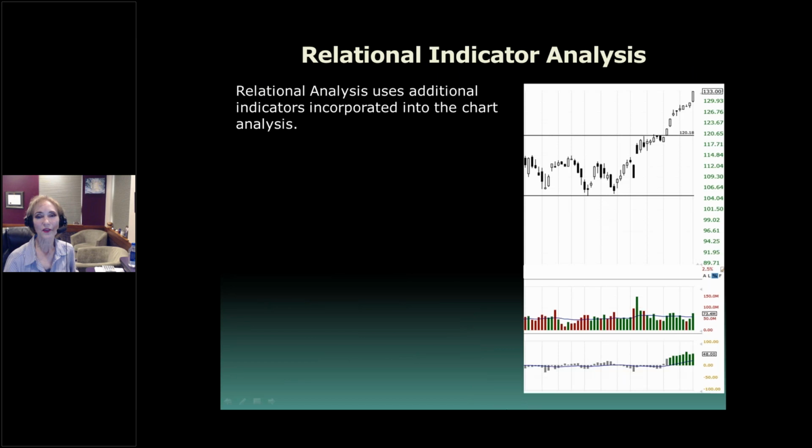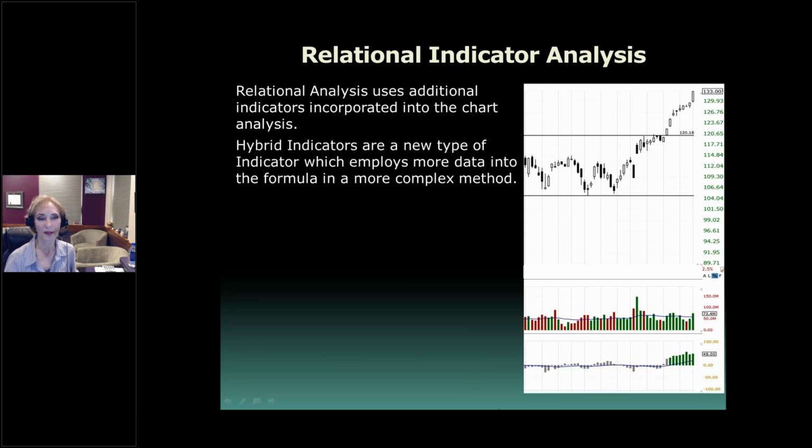Okay, relational analysis uses additional indicators incorporated into the chart analysis. This speeds up the process. Hybrid indicators are a new type of indicator which employs more data into the formula in a more complex method that is easy to read. Green light says they're accumulating. Red says they're distributing. It's very easy to follow.